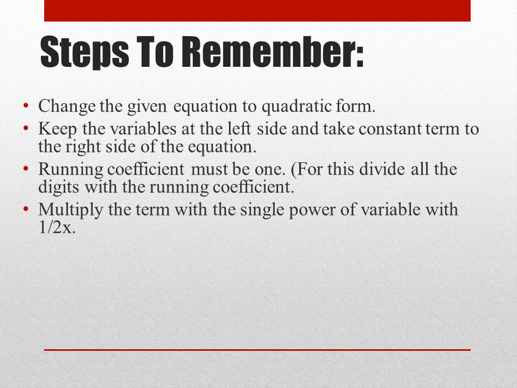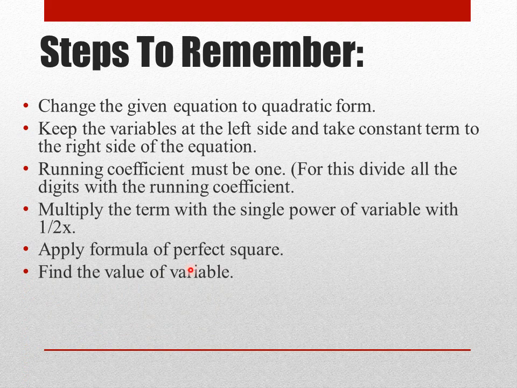In the examples you have seen that first we divided it by 7 and then we divided it by 8. The next step is to multiply the term with the single power of variable with 1 by 2x, the term having this x with it. Apply the formula of perfect square. It could be a minus b whole square or it could be a plus b whole square. Find the value of the variable, which means we have to keep variable to one side of the equation and all the other things to the other side. And write the final answer in the form of a solution set.